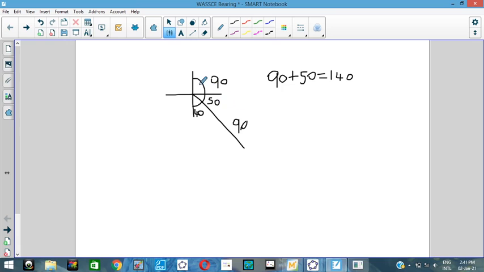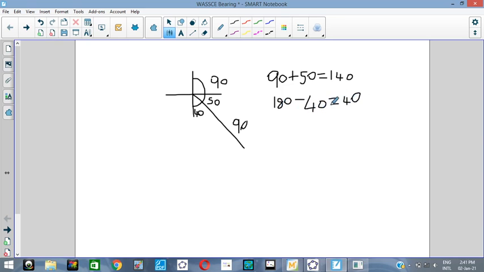Or if you don't want to do it like this, 90 plus 50, you can use the full angle. Since the full angle from 0 degrees north down to south is 180 degrees, subtract 40 from the full 180 degrees and you get the same result. So 180 degrees minus 40, you get the same result. Take note of this. 18 minus 4 gives us 14, so 140. So that is it.